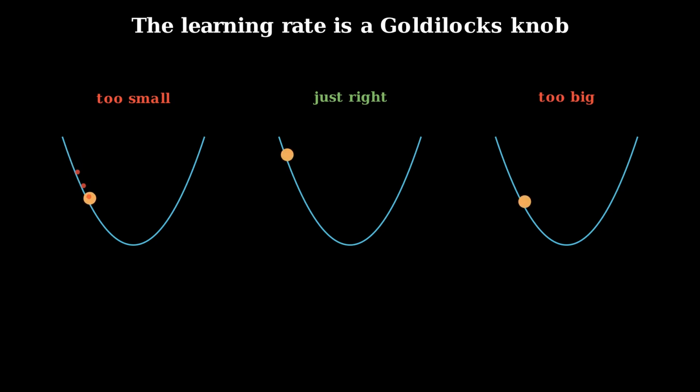Too small and it barely budges, you'd be training forever. Just right, and it drops into the minimum in a handful of steps. Too big, and it overshoots, bouncing higher and higher until it flies off entirely.